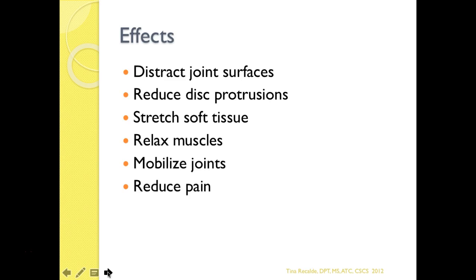The different effects of traction are joint distractions, which when we talk about the joint surfaces, we're primarily talking about the epiphyseal joints, also known as the facet joints. We also get a reduction in disc protrusions. We get stretching of the soft tissue. We get relaxation of muscles and muscle spasms. We mobilize the joints, and we reduce pain through different pathways, either the sensory afferent or the motor efferent pathways.